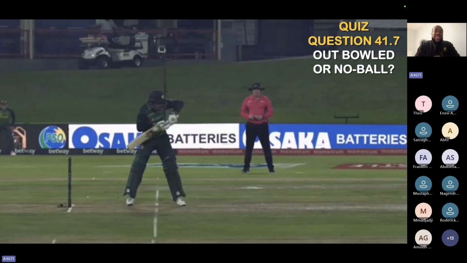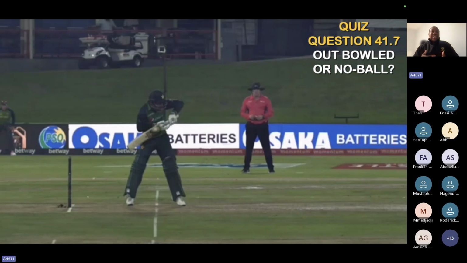And because the delivery was directed at the striker, the bowler, as per law, will be given a first and final warning. Now, there is a difference between the laws and the playing conditions. So the laws simply state that if a delivery is deemed to be dangerous, then we shall give a first and final warning to the bowler.